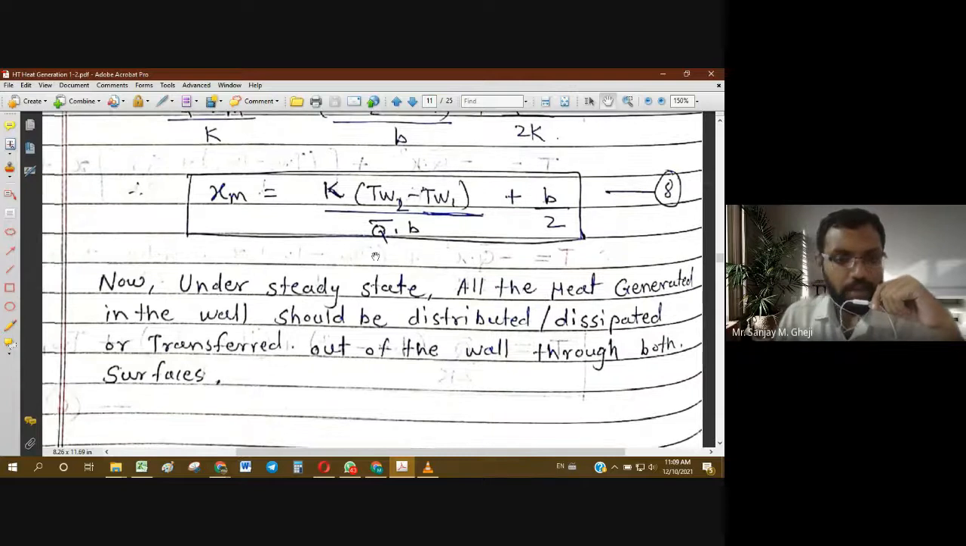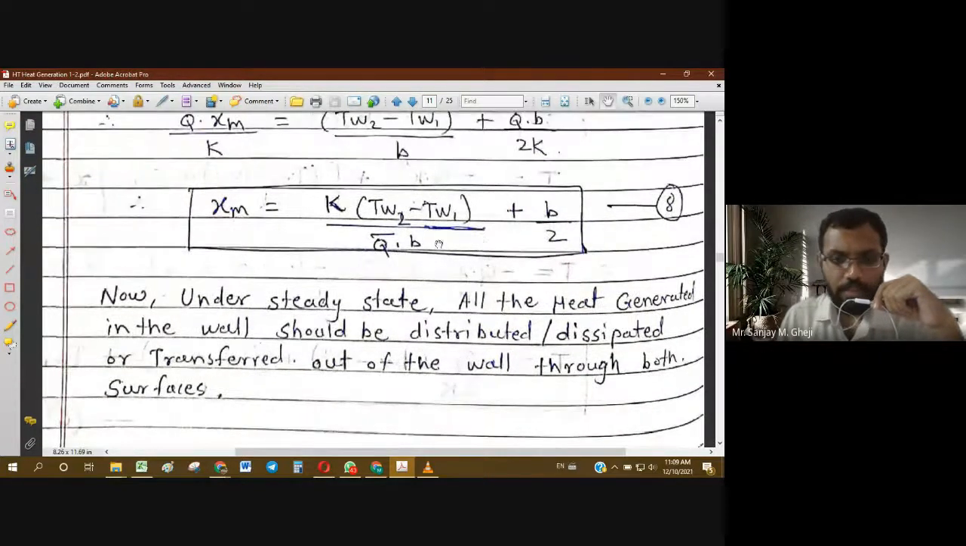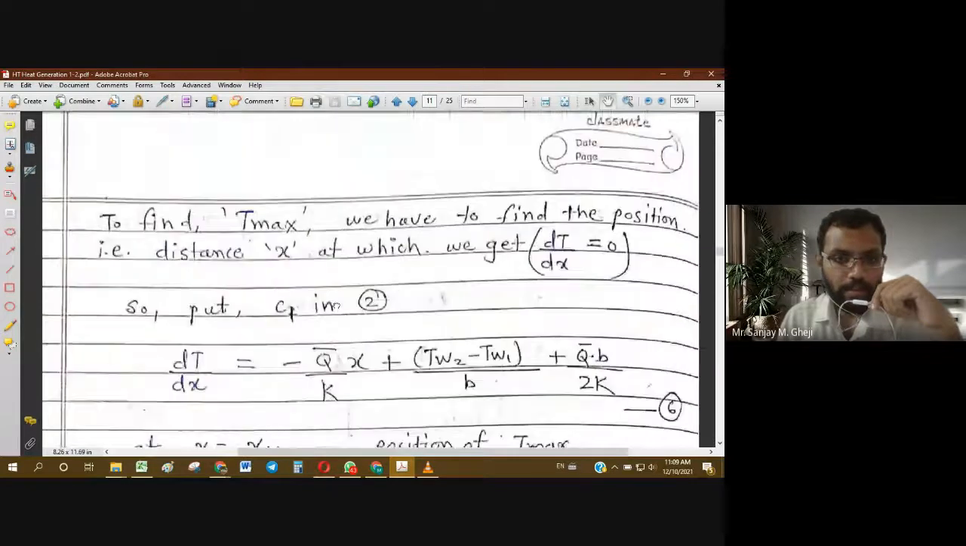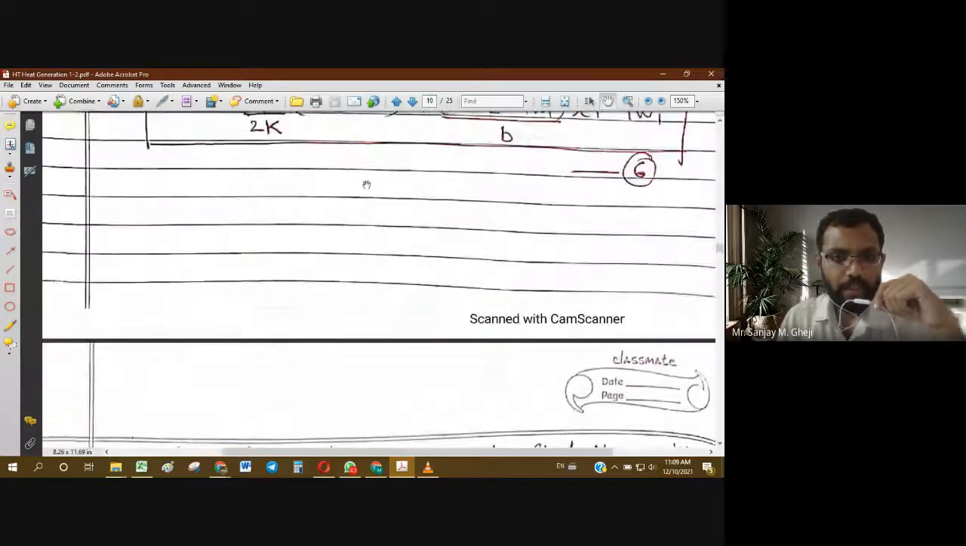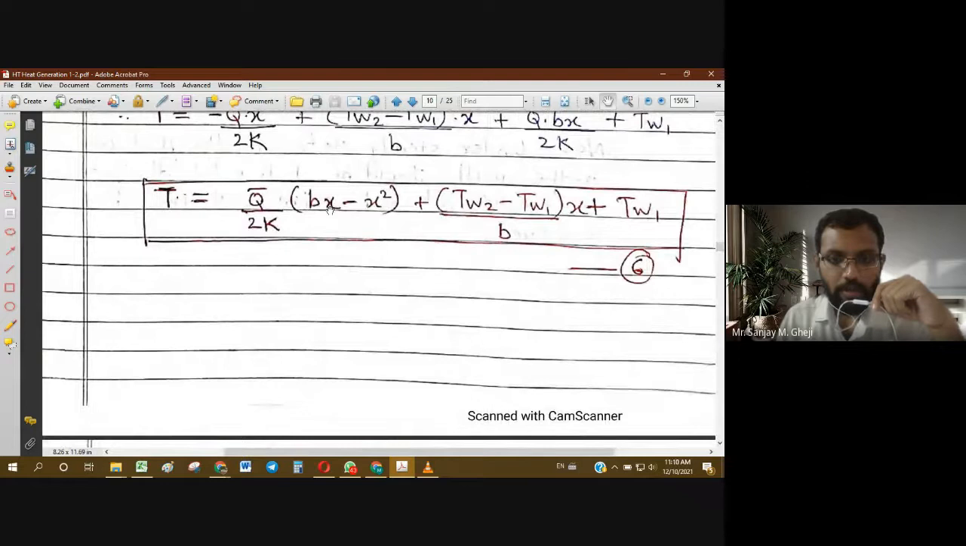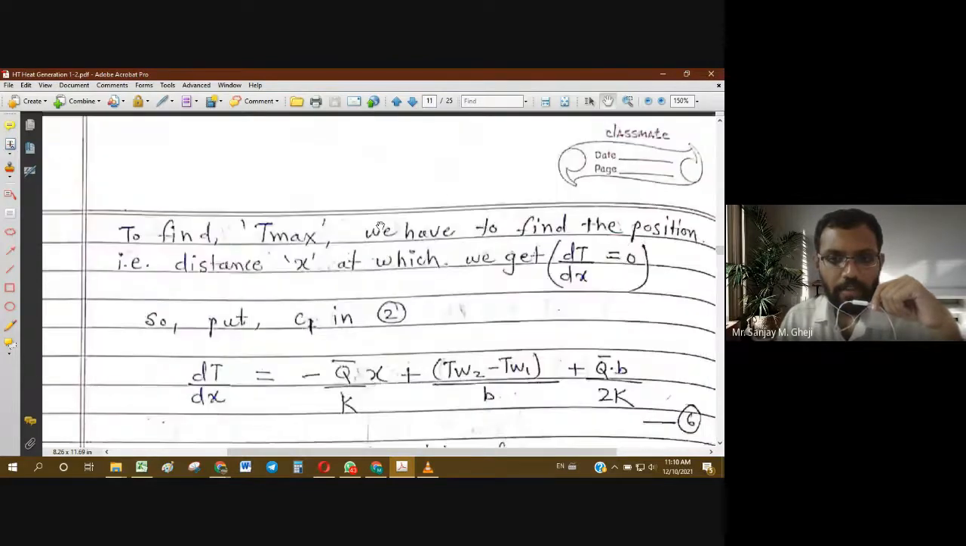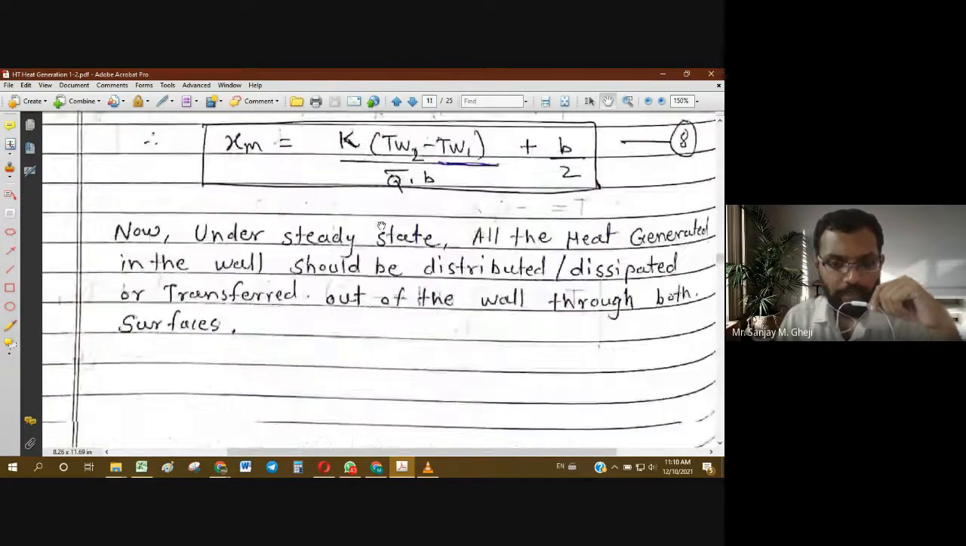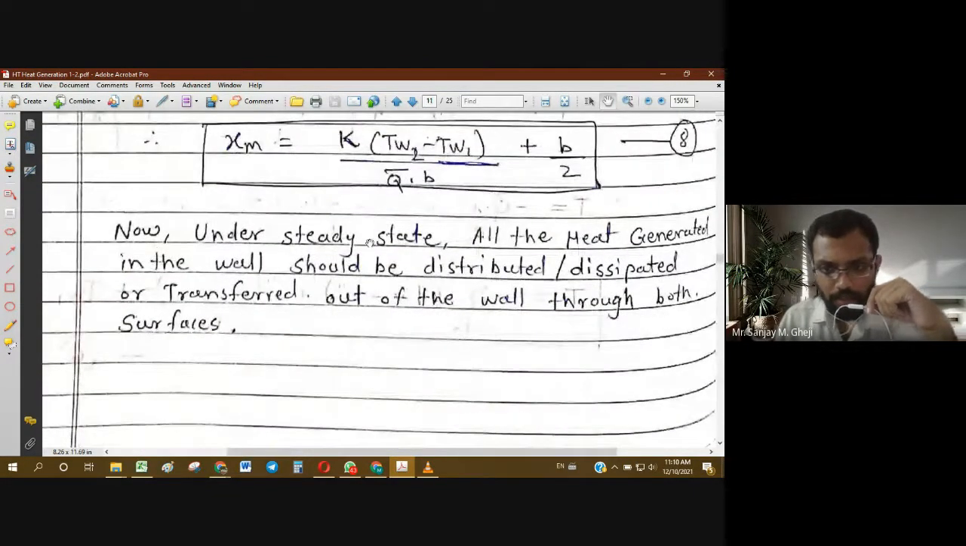Now this is found out. If we put this value x equal to xm in the formula of temperature, we will get the maximum temperature also. We can easily get the value of maximum temperature. Now temperature is done.